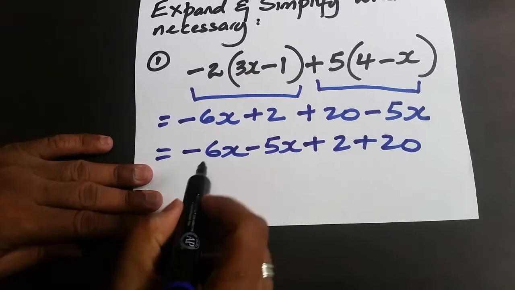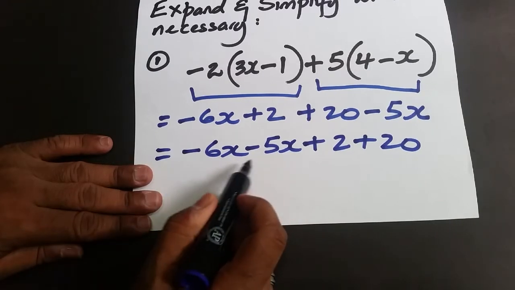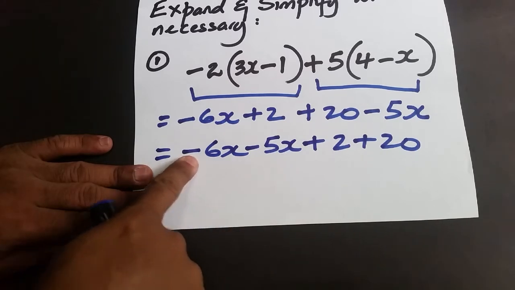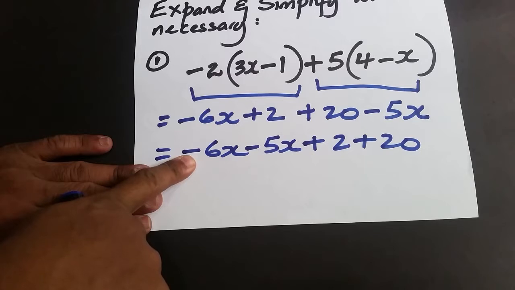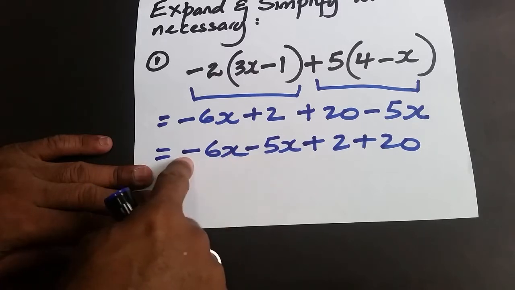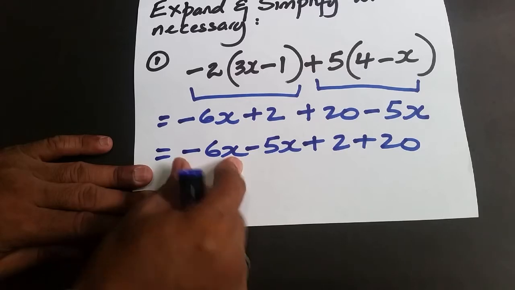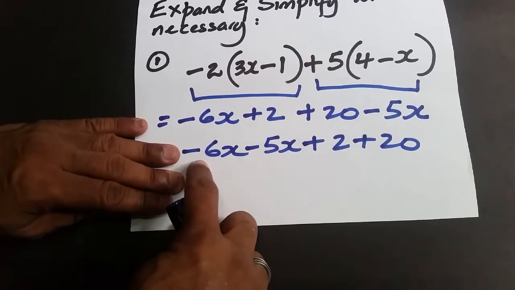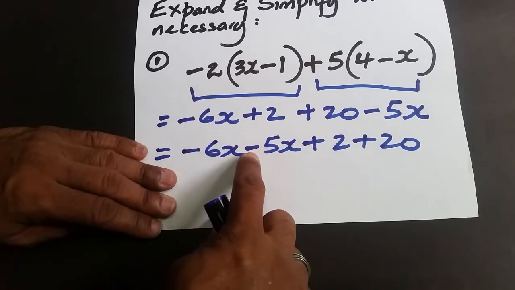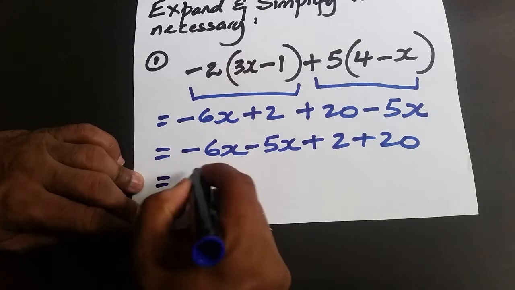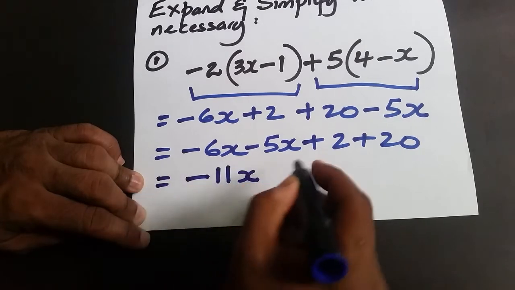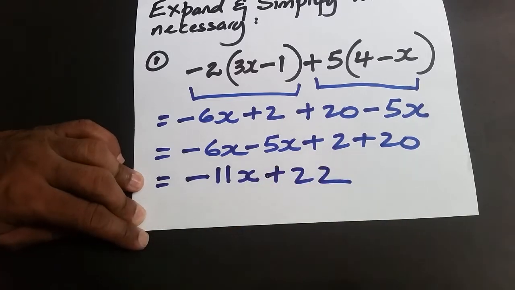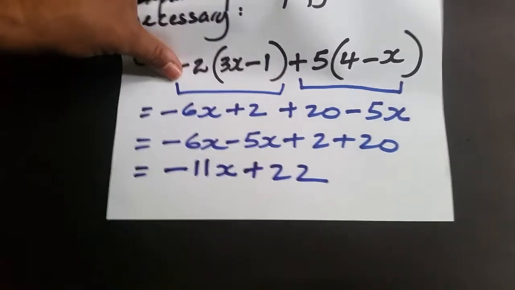Now a few persons got here incorrect, and remember the analogy I was using while I was working this question. When you see a negative, it means that you owe. So negative 6x means you owe 6 xylophones, and here you're owing another 5 xylophones. If you owe 6 xylophones and you owe 5 xylophones, in all you're owing 11 xylophones. And of course 2 plus 20 is 22. So that should have been the answer for the first question.